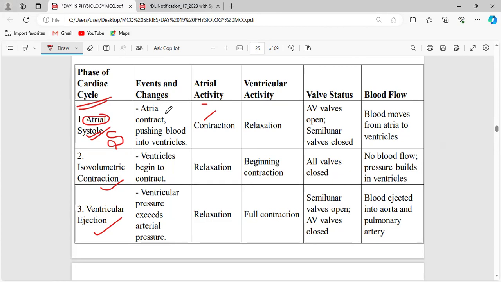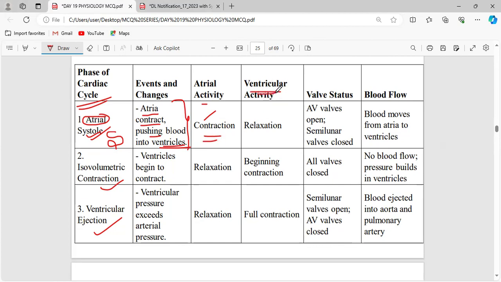Now, what is happening exactly in the atrial systole? Here the atrium will be contracting, and if it contracts, it pushes the blood towards the ventricles. Okay, this is what happens in the atrial systole. And once again, here it will be a systole, so the atrium will be getting contracted.